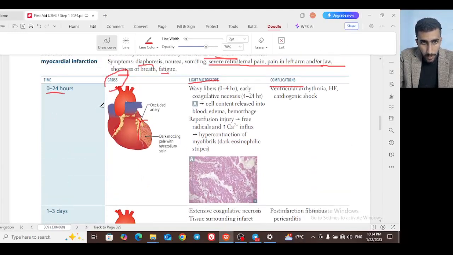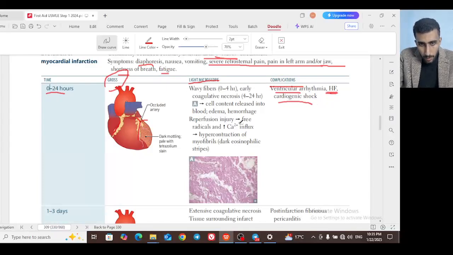So in the first 24 hours, on the gross appearance, you will see dark mottling, and there is a pale area of the myocardium, and intervening is the dark mottling of the heart, in the first 24 hours. On the complication level, you may have sudden ventricular arrhythmia, VF, VTAC, and sudden cardiac arrest. The patient may also have a massive occlusion of the lead and go into heart failure, and may have cardiogenic shock. These are the acute complications.